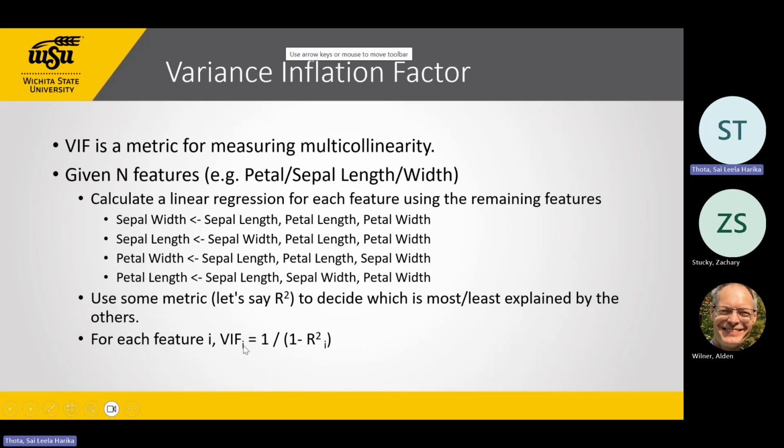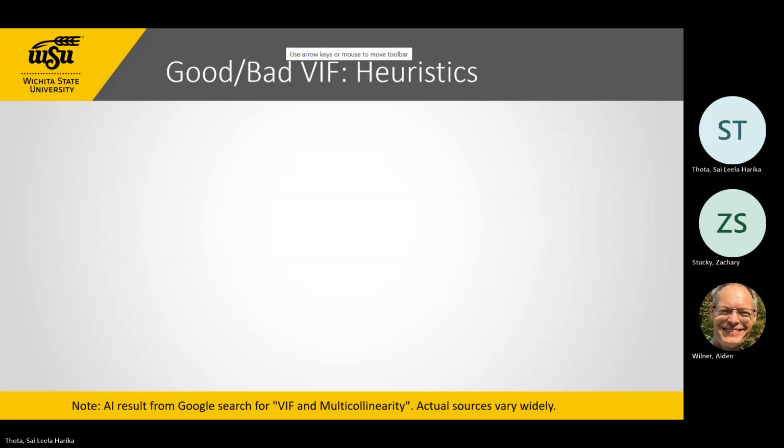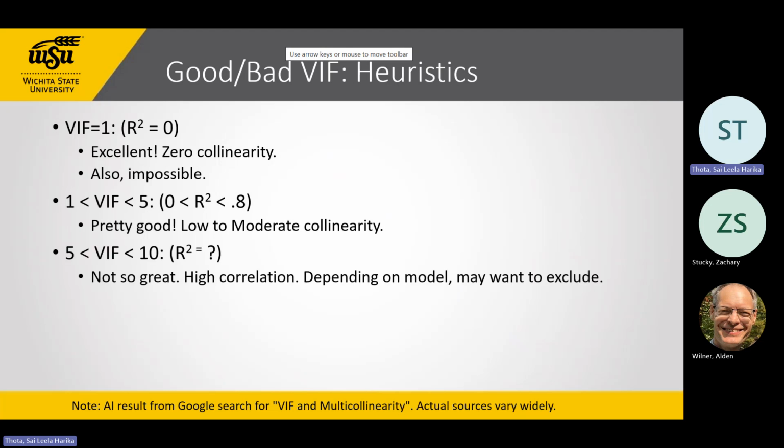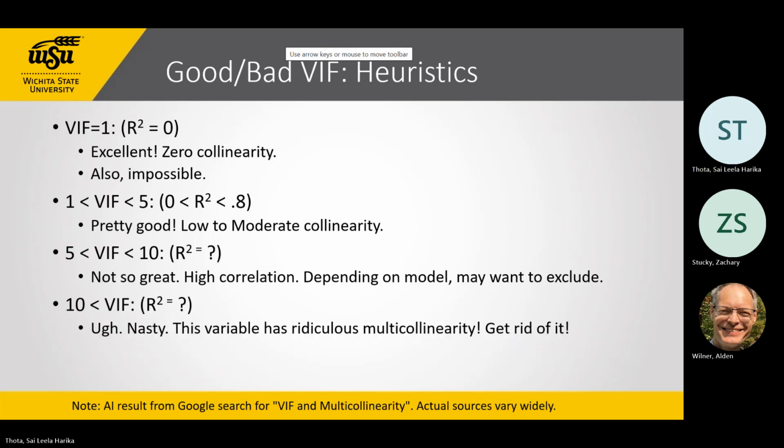So for each feature, this is the formula. If you have the correlation and we are squaring that, this is the formula to calculate the VIF: 1 divided by 1 minus R square. So there are certain values, like good and bad. If VIF equals 1, R square equals 0, that is zero collinearity. So if you observe two variables, here I'm not talking about the relationship between a variable and the target variable. I'm talking about the relationship between two independent variables. So here VIF equals 1 and R square equals 0.